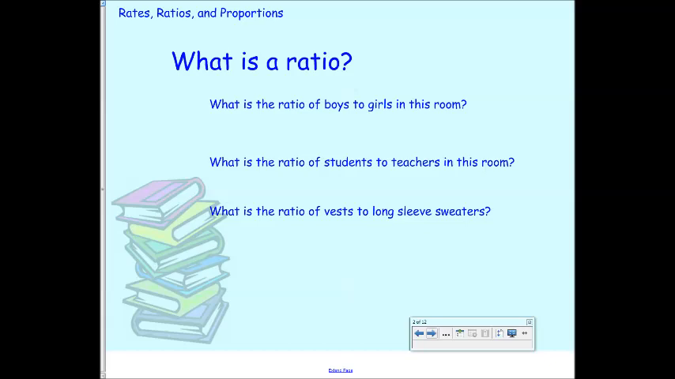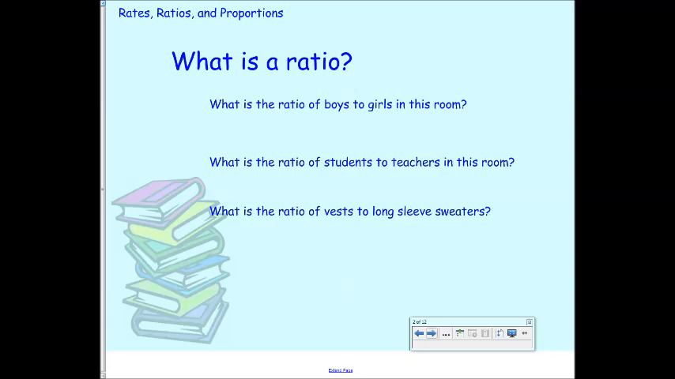Yeah, it's a number compared to another number, right? So we would say something like, what is the ratio of boys to girls in this room? So how would you find the ratio of boys to girls in this room? You'd count all the boys, and then you'd count the number of girls, and then you'd write it in a ratio. And there's 3 ways to write ratios. Does anyone know what they are?